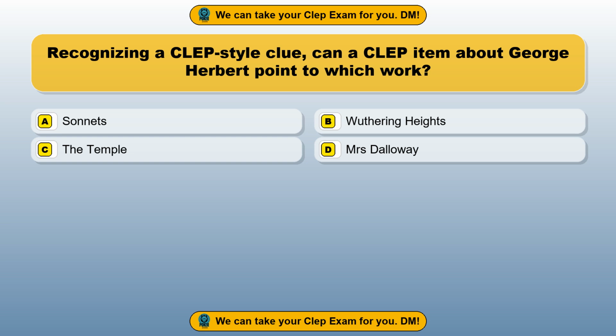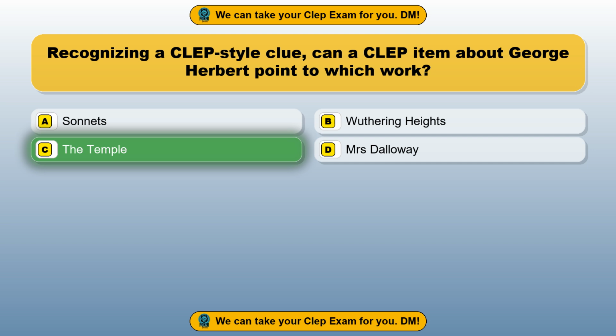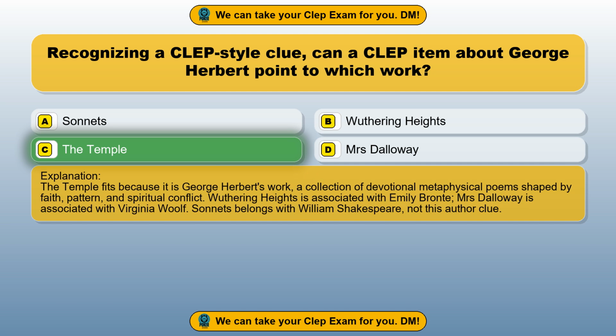Option A, Sonnets. Option B, Wuthering Heights. Option C, The Temple. Option D, Mrs. Dalloway. The correct answer is option C, The Temple. The Temple fits because it is George Herbert's work, a collection of devotional metaphysical poems shaped by faith, pattern, and spiritual conflict. Wuthering Heights is associated with Emily Bronte, Mrs. Dalloway is associated with Virginia Woolf. Sonnets belongs with William Shakespeare, not this author clue.